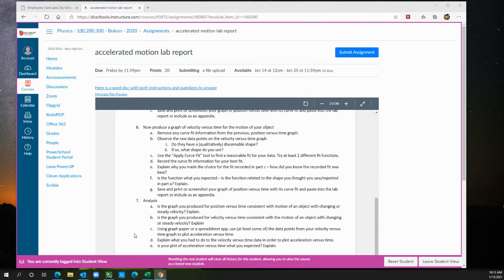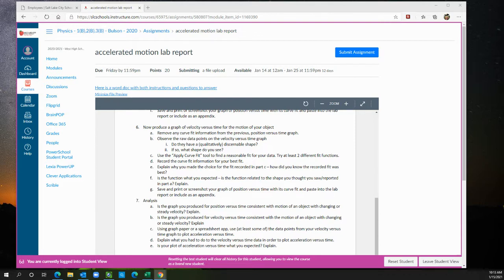use data from the raw data or from the graph of velocity versus time to find out how the acceleration changes with time and to plot acceleration versus time. So I'm referring to 7C, D, and E. Using graph paper or a spreadsheet app, use at least some of the data points for your velocity from your velocity versus time graph or raw data to plot acceleration versus time. And then explain what you had to do in order to plot acceleration versus time. And is your plot what you expected?